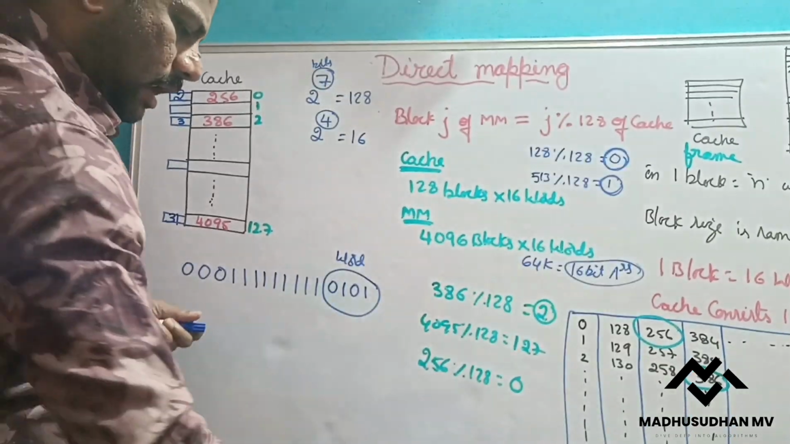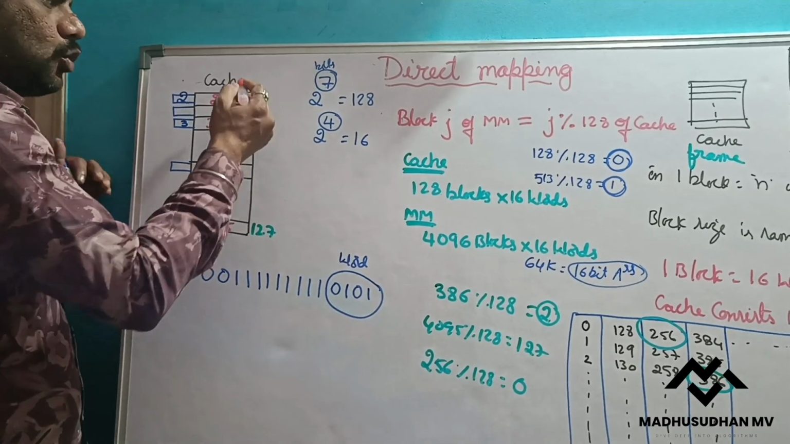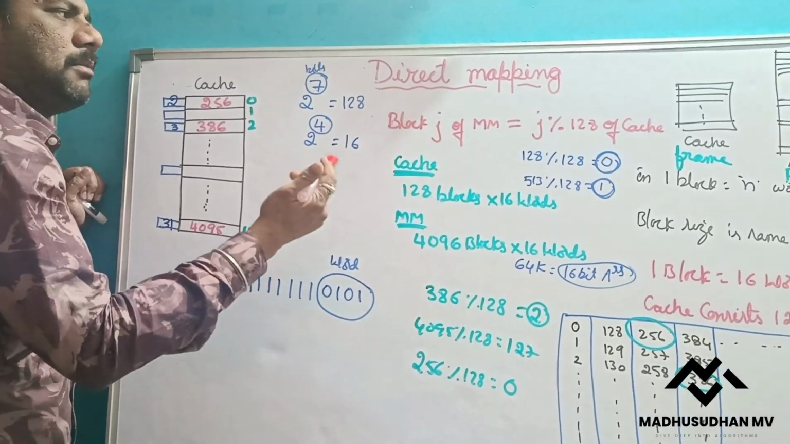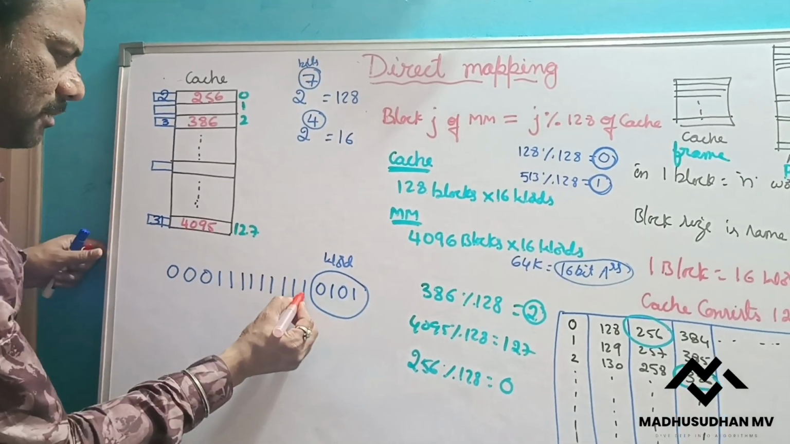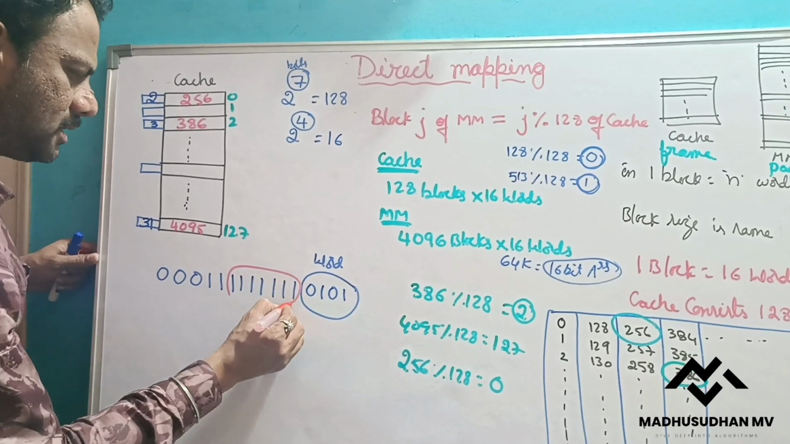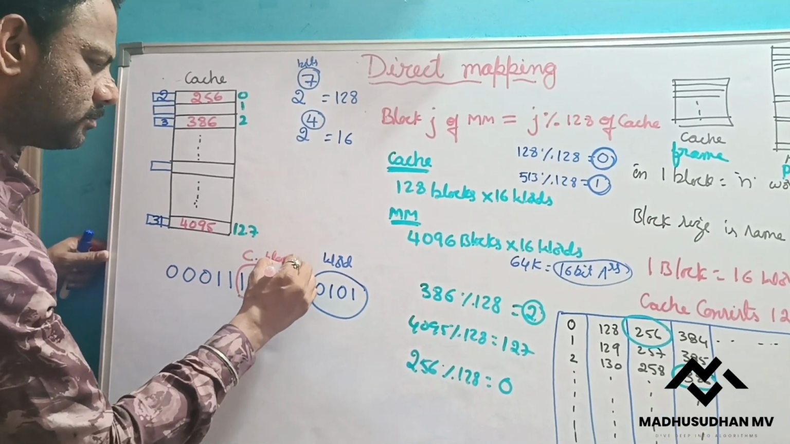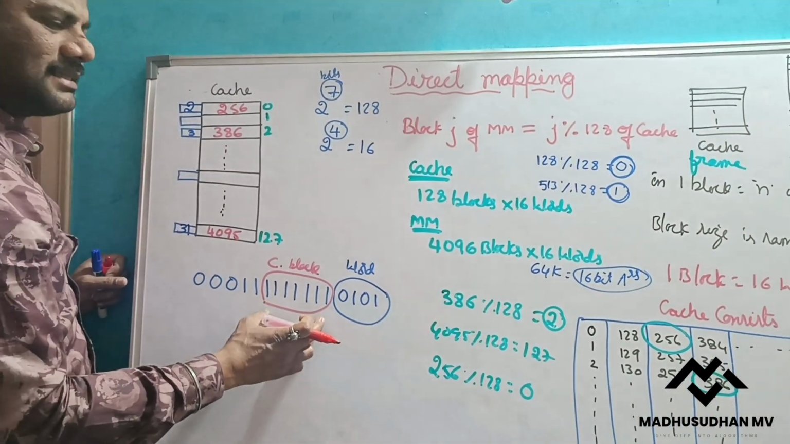Next, now I'm having 128 blocks in cache. To identify which cache block contains the main memory block, for that I'm using the next 7 bits. 3, 4, 5, 6, 7. These 7 bits are used to identify the cache block. That means out of 128 blocks, which block contains it? So we are using these 7 bits.